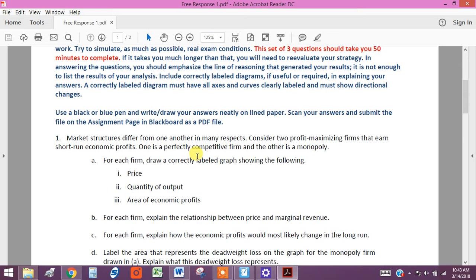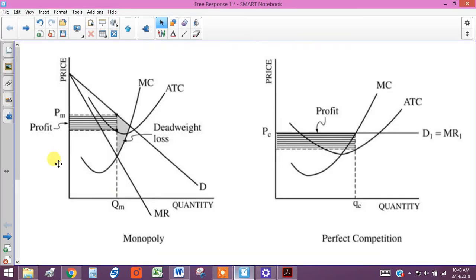So you're going to need to, on lined paper with a sharp pencil, or preferably, or at some point you're going to need to be able to do this in a blue or black pen. You're going to need to be able to draw these graphs in such a way that they look very much like this. Okay, so you can certainly use rulers. I would highly encourage you to use a ruler.